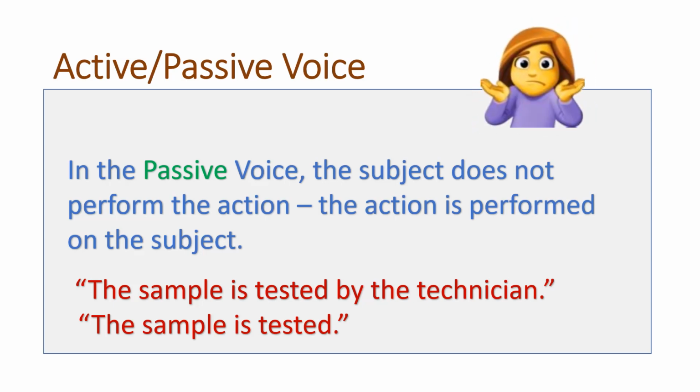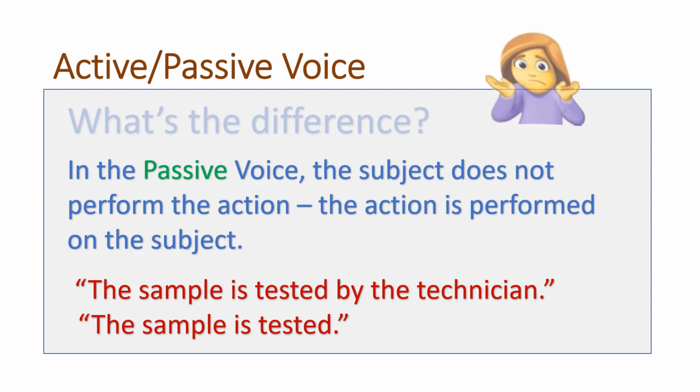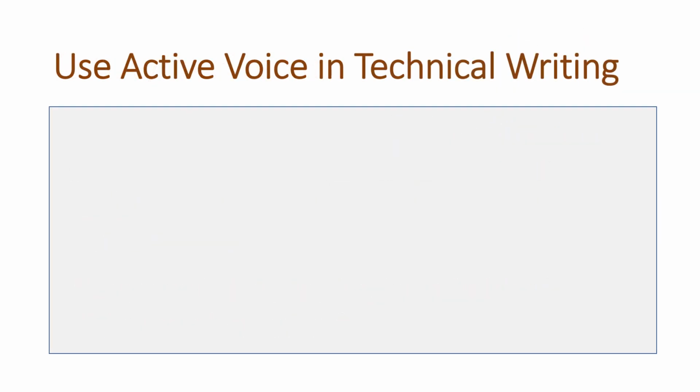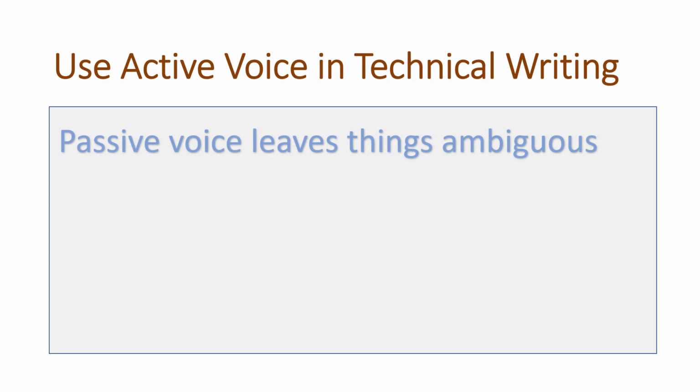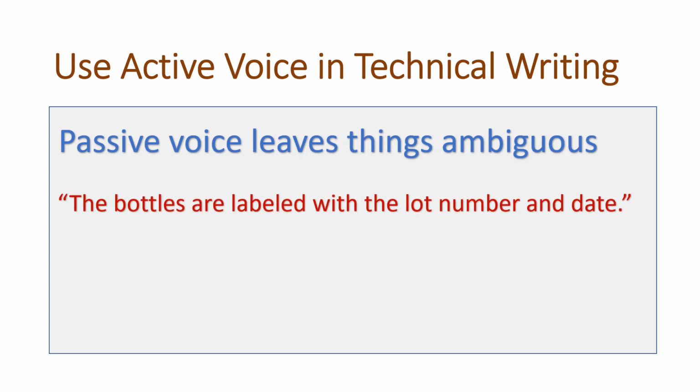That's why in technical writing, especially when writing procedures, we almost always use the active voice. Because the passive voice can leave things ambiguous. You don't know who performed the task. This sentence from an SOP being revised was originally written, "The bottles are labeled with a lot number and date." Who labels them? Who knows?